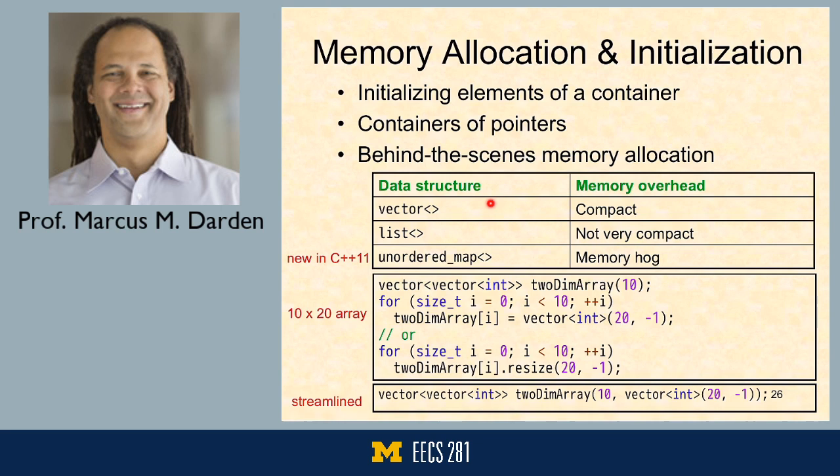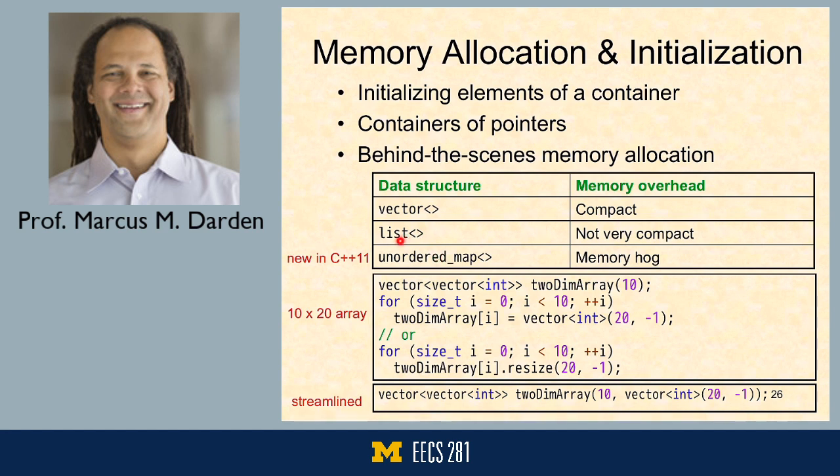We talk about these data structures here. We think of the vector as being very compact. It's got a memory overhead that's minimal. It's constant. It's 24 bytes every time. You've got a base pointer, a capacity pointer, and a size pointer. The rest is all data.